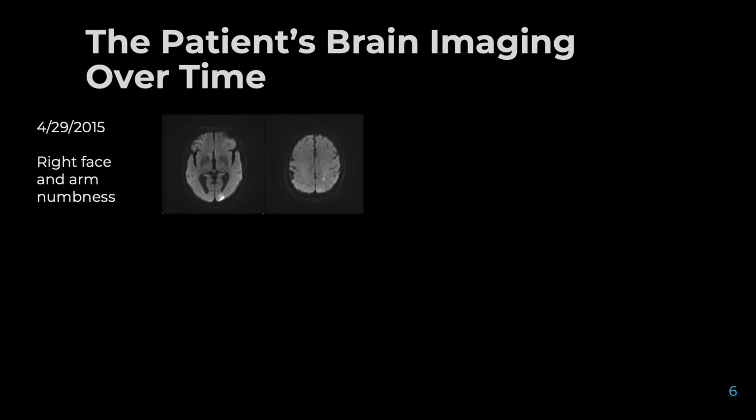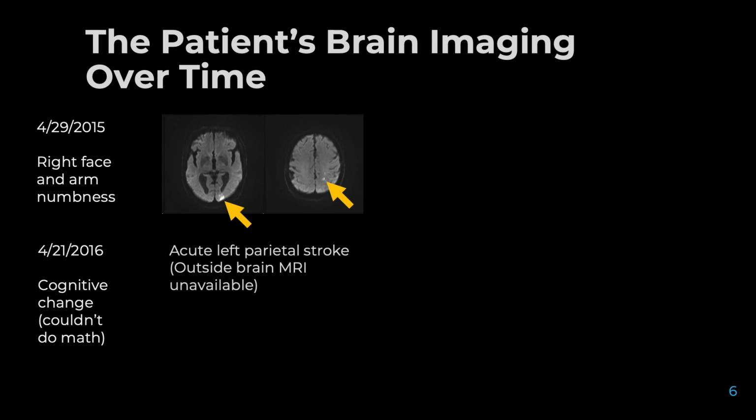So let's review the patient's brain imaging over time. His story begins in 2015 when he developed right face and arm weakness, and as you can see on his brain MRI, there are areas of strokes in the left hemisphere as indicated by the arrows. A year later, in 2016, he had new onset cognitive change. He couldn't do math, and he presented to an outside hospital, and he was diagnosed with an acute left parietal stroke seen on brain MRI.